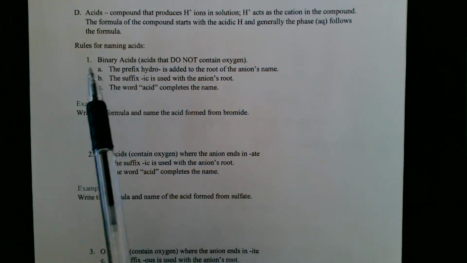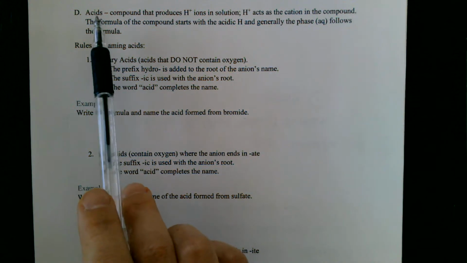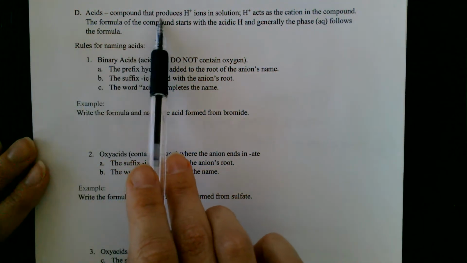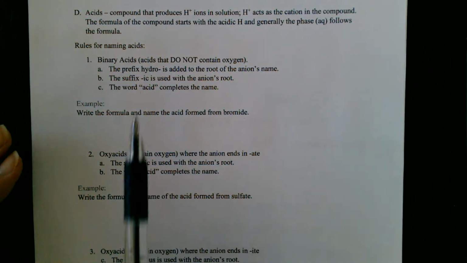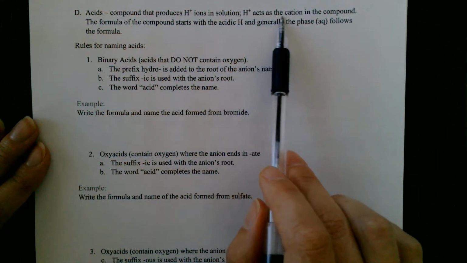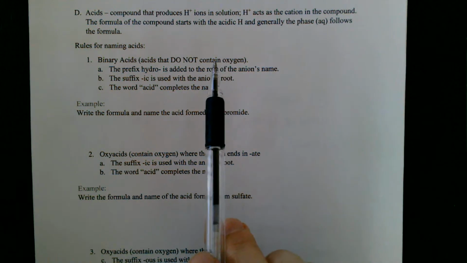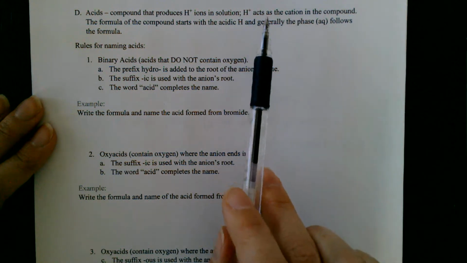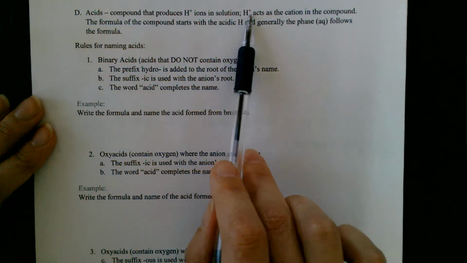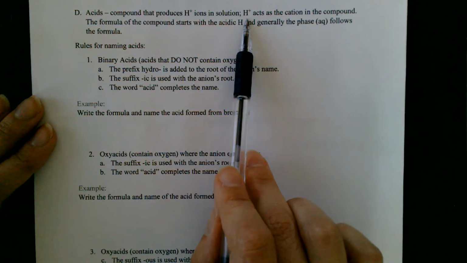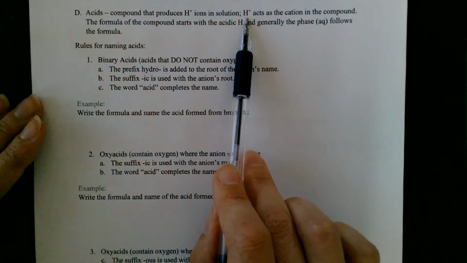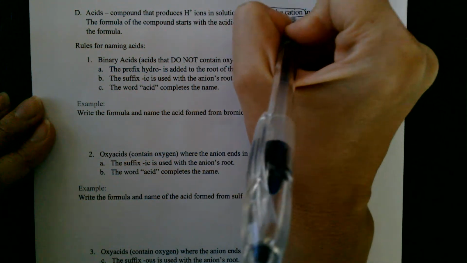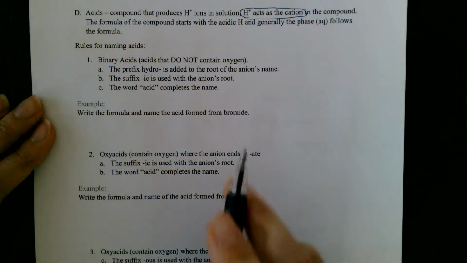So our last rules for naming are going to be for naming compounds called acids. Acids are compounds that produce H+ ions in solution. H+ acts as a cation in the compound. This isn't all the time true, but for the purposes of our class, we're going to look at making ionic compounds with H+ where that is always the cation. So for acids, H+ is specifically the cation.